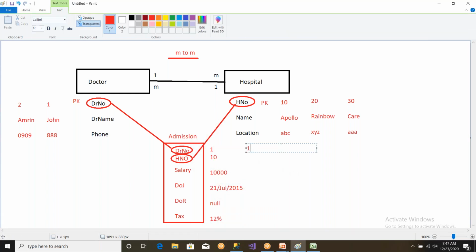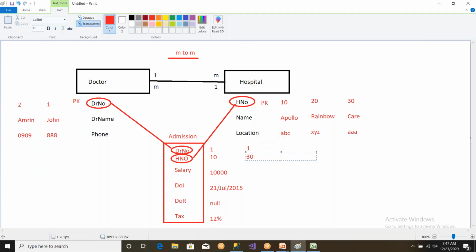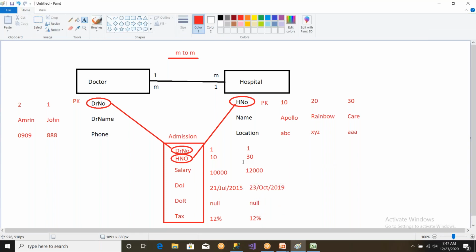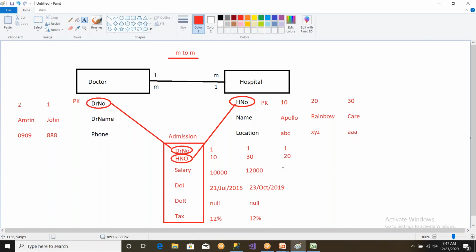The next one, same doctor one, and he's working for the next hospital. So Rainbow, or he may be working for Care Hospital number 30, and the salary he is getting is $12,000. When did he join this company? Let us say 23rd of October 2019. As of now, he's working in this company. He has to pay again 12% of tax. So now you come to know John is the guy who's working for two hospitals. Recently, John joined Rainbow as well. So what is the salary?